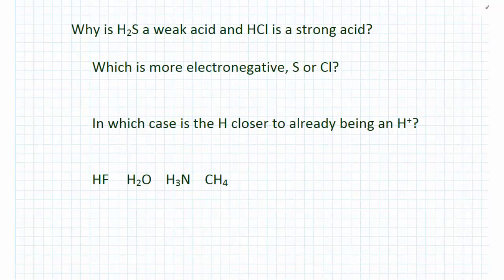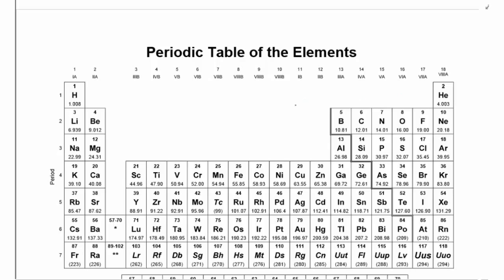Different idea when you're going across a row. Why is H2S a weak acid and HCl a strong acid? They're in the same row. It goes sulfur then chlorine next to each other. This comes from electronegativity, going across a row. So which is more electronegative, sulfur or chlorine? What's the most electronegative element? Fluorine. Fluorine is the most electronegative. So electronegativity increases going to the right. It increases going up. So the more electronegative one here is chlorine. Periodic table, there we go. Electronegativity increases going that way, increases going that way. So we were comparing those two.